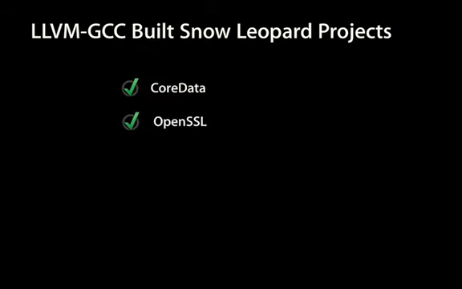So we know LLVM GCC is a great compiler. It's relatively young, but it's also very mature. It's a production compiler. In Snow Leopard, we're already building several bits of Snow Leopard with LLVM GCC. Core Data, of course, OpenSSL, but also Java HotSpot. I'm pointing out Java HotSpot because it's such a huge cross-platform project. It's millions of lines of C++ code. It uses every trick in the book to get performance. If LLVM GCC can compile Java HotSpot, it can probably compile your C++ project.